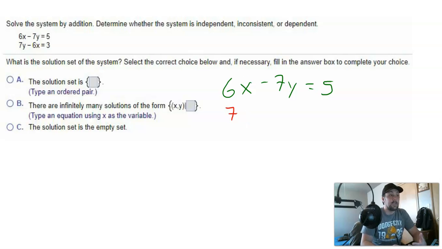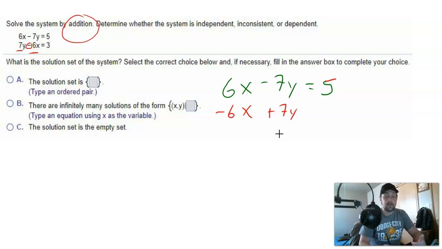So what we want to do, especially if we're going to use the elimination method, otherwise called the addition method, is we want to make sure the x's and the y's are lined up. So I should put x first here. When I go to write my second equation, I'm going to start with the x term first. It's negative, so when I copy this over here, I'm going to put negative 6x first, and then positive 7y second. And that means I'll have to put a plus sign in front of that, equals 3.